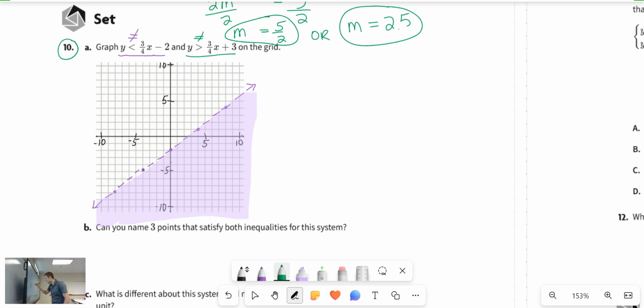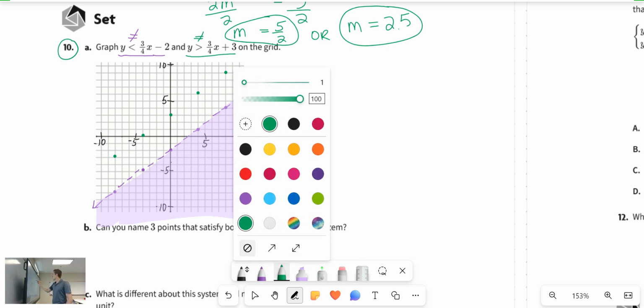So let's find plus 3. 1, 2, and 3 should be right there. And now our slope is 3/4, so we're going to go up 3 and over 4. Up 3 over 4. So right there. Up 3 over 4 should be there. Down 3 and to the left 4. 1, 2, 3, 4 is here. Down 3 to the left 4 is here. And that's all we can fit on the page.